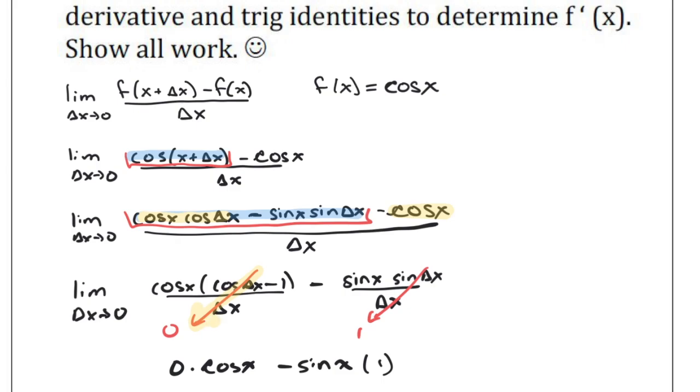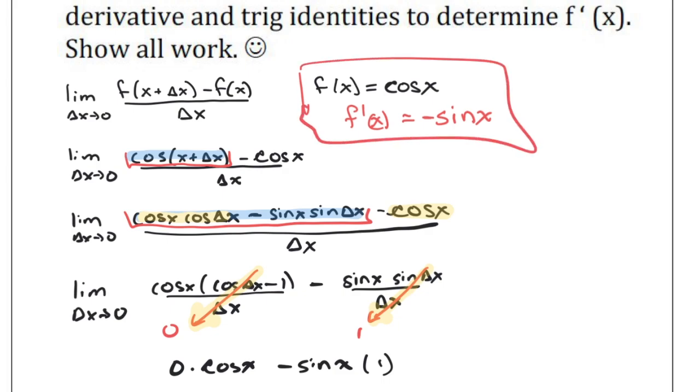Very conveniently, the cosine delta x minus 1 over delta x goes to 0 as delta x goes to 0, and the sine of delta x over delta x goes to 1. There we have it. What we now know is that the derivative of the cosine is equal to the negative sine of x. That's your fourth takeaway from this very important lesson preview.